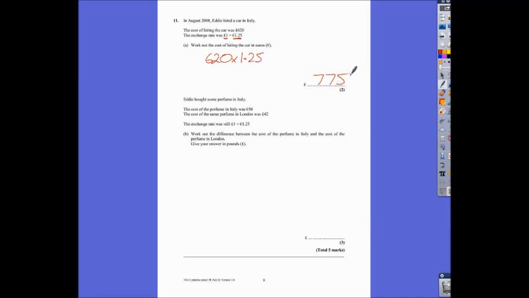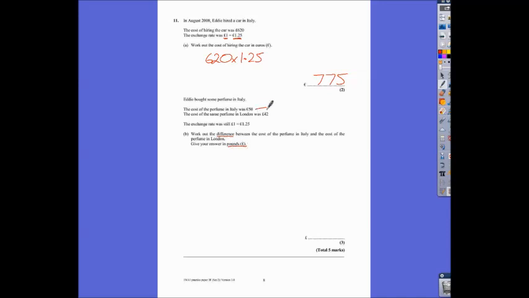Eddie bought some perfume in Italy. The cost of the perfume in Italy was €50, and the cost of the perfume in London is £42. The exchange rate is still £1 equals €1.25. Work out the difference, so we're not after the actual cost, but the difference between the cost of the perfume in Italy and the cost in London. We want our answer in pounds.